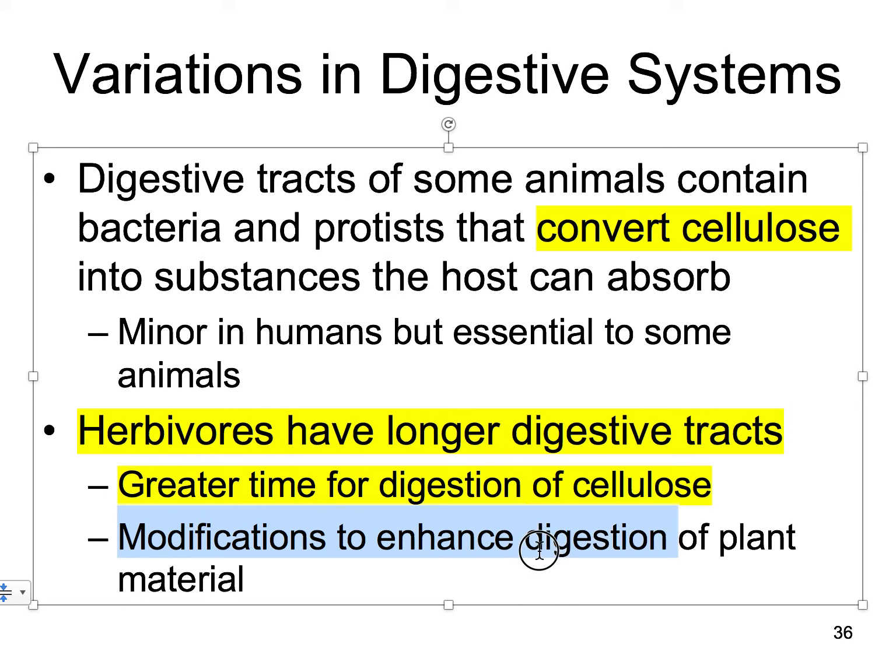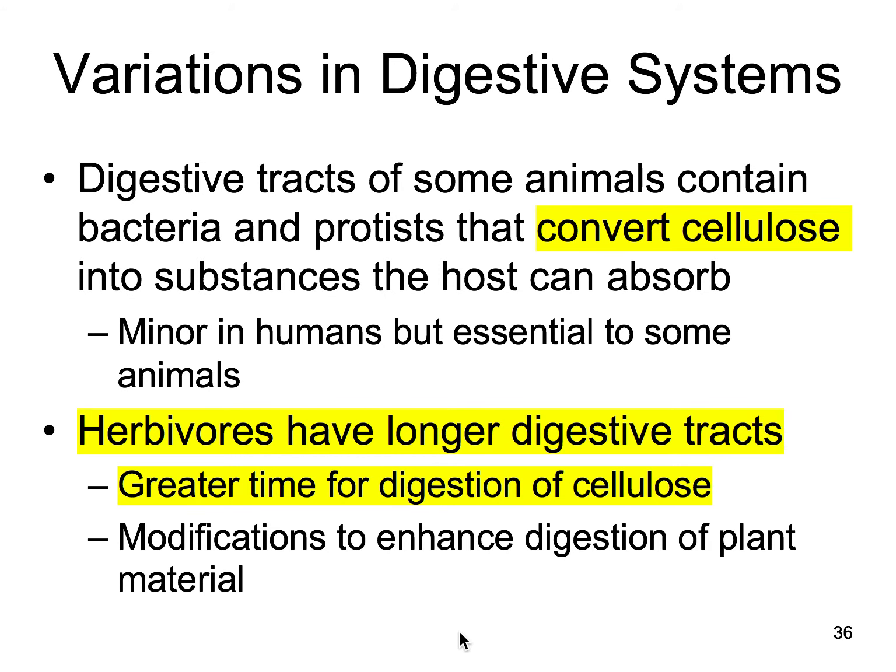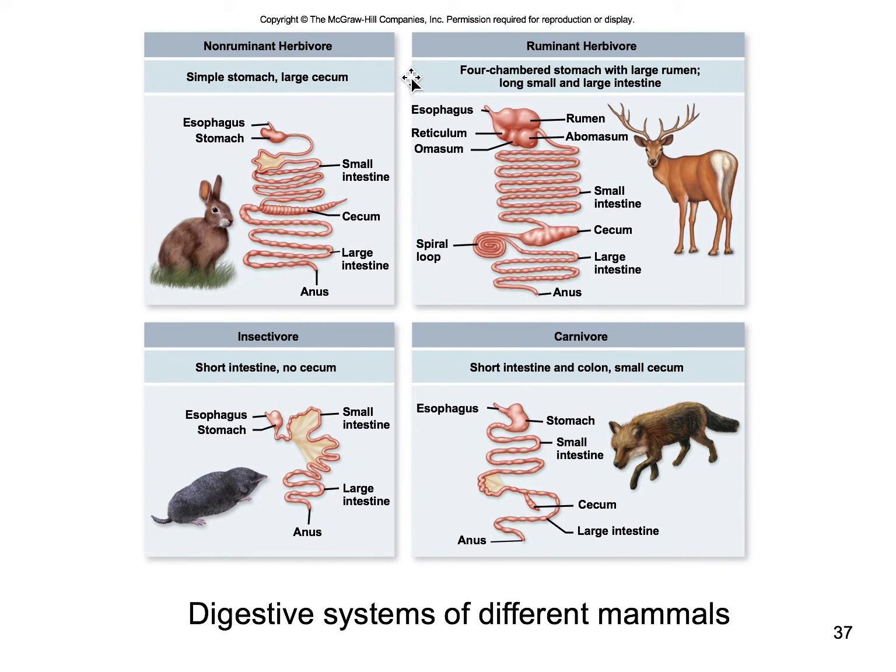Herbivores also have modifications in their digestive tract in order to enhance actual chemical digestion of plant material. And I think of a picture here. So we've got two different types of herbivores, a ruminant and a non-ruminant herbivore. This just refers to the complexity of their stomach. So this rabbit right here is a non-ruminant. It's got an esophagus and a stomach just like we do. But you'll notice its small intestine is pretty long. It also has a very large cecum, a very large beginning of its large intestine. Then it has a long colon, or large intestine, that eventually ends in its anus.